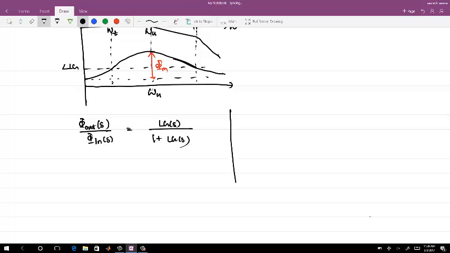So let me just plot. Let me call this the closed loop. So closed loop gain, CL of S.